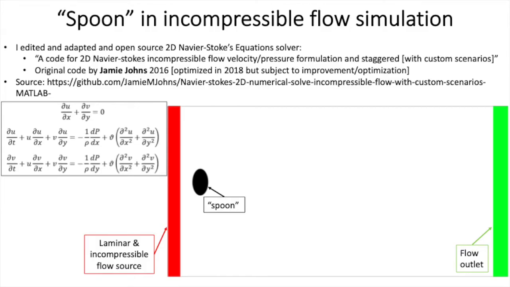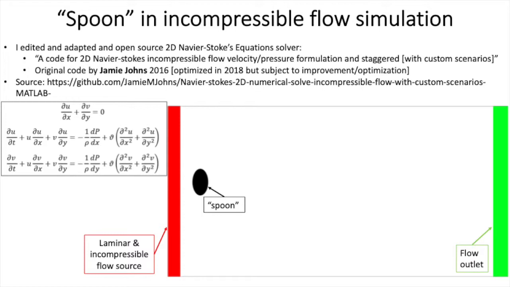As an engineer, I wanted to do a more quantitative analysis. So I found an open source code that solves the 2D Navier-Stokes equations. The code was originally written by Jamie Jones. I edited and adapted the code to simulate a spoon inside an incompressible flow. The red is supposed to represent laminar incompressible flow. The green is simply the outlet of the flow, and in black I have the approximation of a spoon.